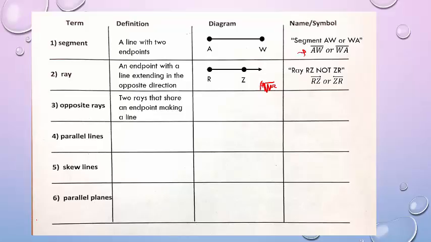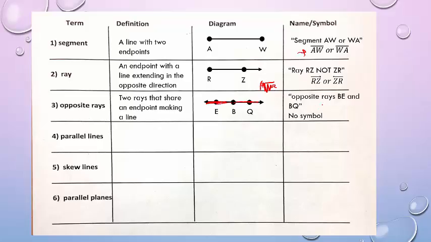So what happens if we get two rays that share a common endpoint and make a line? Well, we call that opposite rays. So again, they are just two rays that come together to make a line. And the rays that we put together are rays BE, so that's this ray right here, and ray BQ.